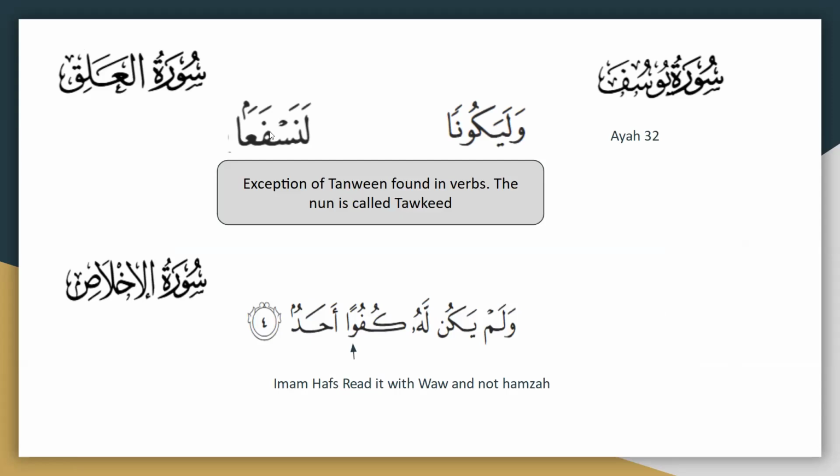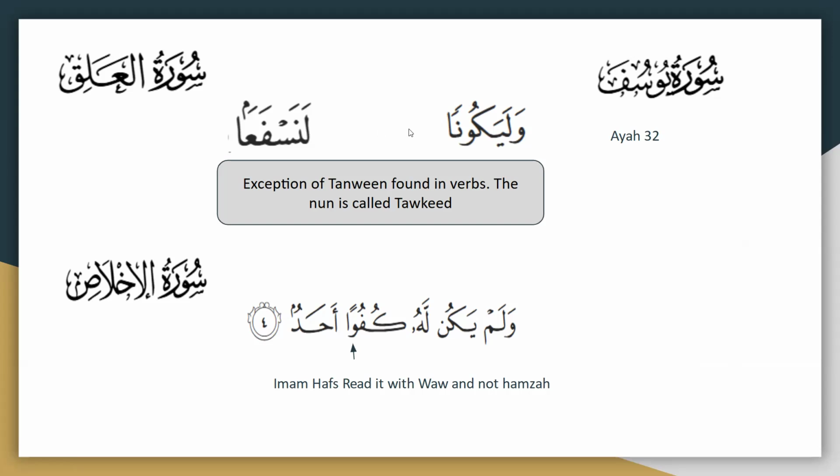In Surat Yusuf, we have ayah number 32. These two words, this one, wala yakunan, is from Surat Yusuf, and lanasfa'an is from Surat Al-Alaq. These are two verbs, they are not nouns. So normally we have the tanween that comes at the end of the nouns, but not in verbs, but these are the exceptions. So the exception is that tanween is found in the verbs, and the tanween has a noon sound, it's a noon sakina sound.